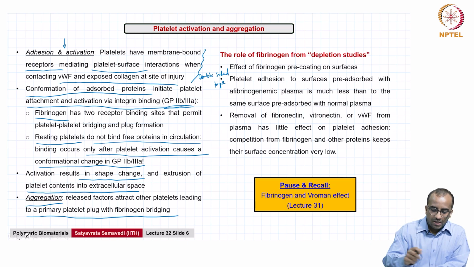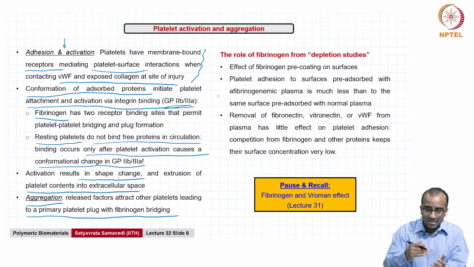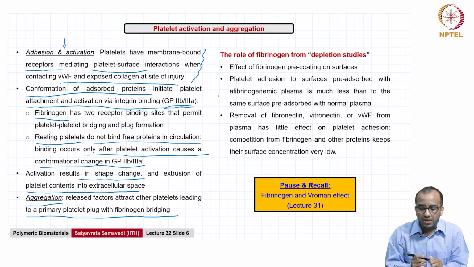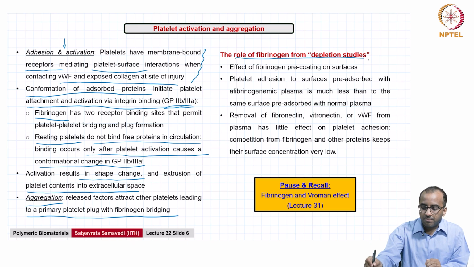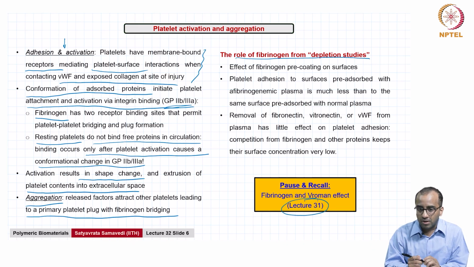Now, before we move on to the next set of steps, which is actually the coagulation cascade, we will take a quick look at the role of fibrinogen from depletion studies which we have seen in lecture 31. So, now would be a good time to pause and recall the role of fibrinogen in platelet binding and the Vroman effect that we saw in lecture number 31 under the topic of protein adsorption on biomaterial surfaces. So, essentially what we want to point out here is if you have fibrinogen pre-coating on surfaces, you can have platelet binding.